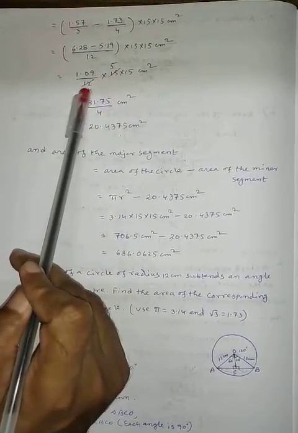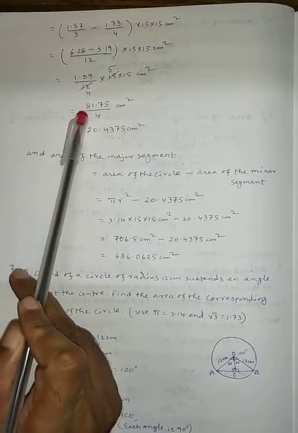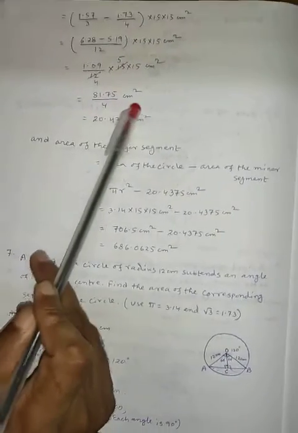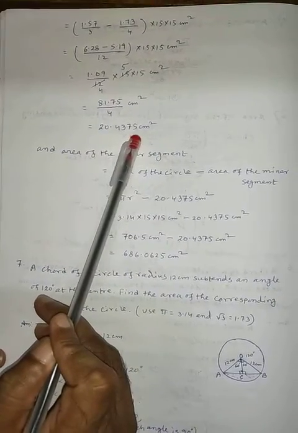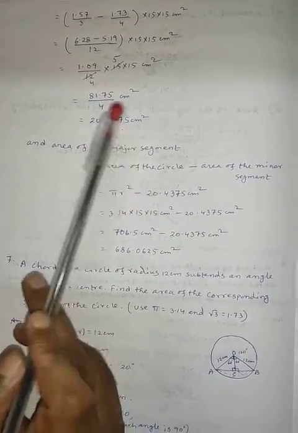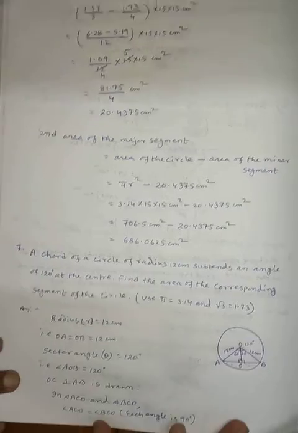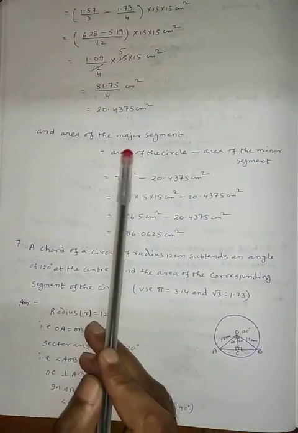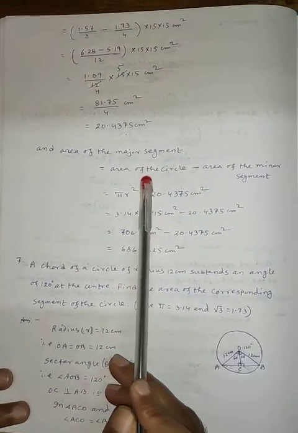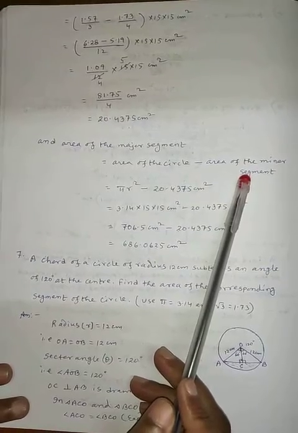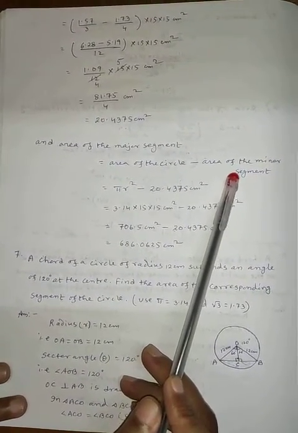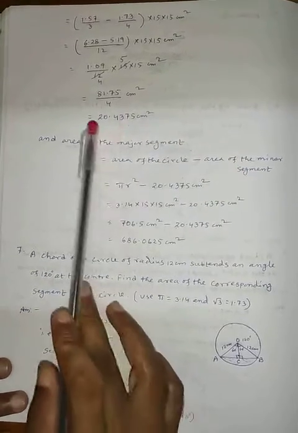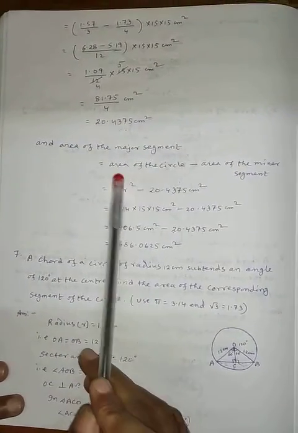By 3 you can cancel it, remaining multiply, it is coming 81.75 by 4 centimeter square. When you divide this, your result will be 20.4375 centimeter square. Now for the same question, they are telling us to calculate the area of the major segment. The formula for the area of the major segment is area of the circle minus area of the minor segment. Another formula is also directly available, but since I found the minor segment already, you can continue with it.